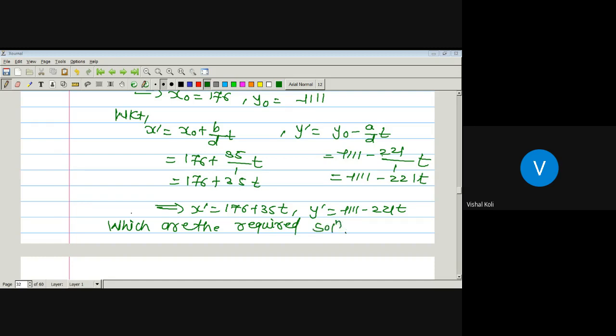In this way we can find the solutions of given linear Diophantine equations. First we have to find the particular solution by using Euclid's method. Then, once we get the values of x naught and y naught, we can easily convert them into the values of x dash and y dash, since when x naught, y naught is the particular solution, then x dash is x naught plus b upon d into t, and y dash is y naught minus a upon d into t.